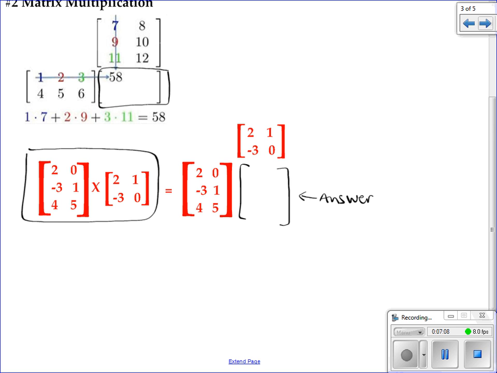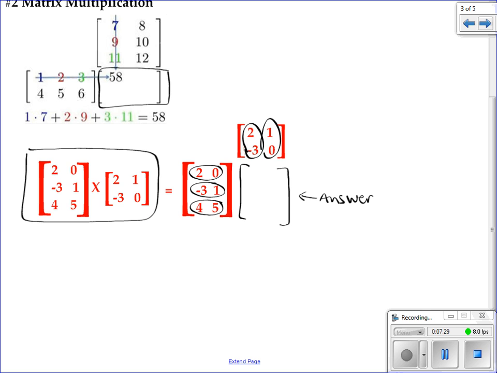So we're going to do that same thing here. We're going to be taking these rows multiplied by these columns. So sometimes it helps to circle those, and it will always be the rows on this one and the columns on the one up above, always. So let's talk about this.